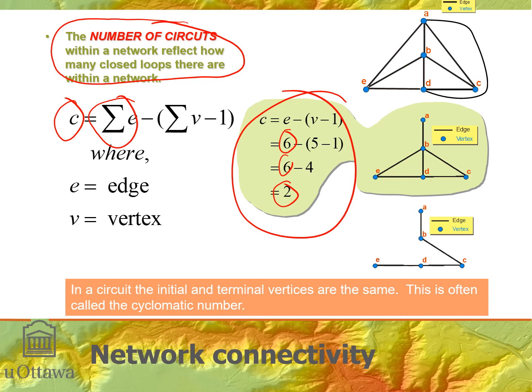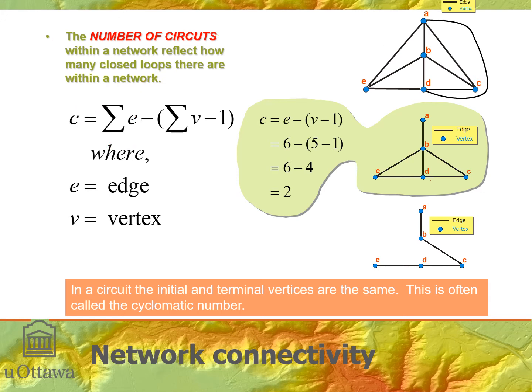Why? Because most networks you can not just look at and see the circuits. These are very simple ones, right? Think of a network with 100 different junctions, or 1,000 junctions, or 10,000 junctions, and many, many edges in there. Well, you can't just look at it and say, well, these are the circuits. But you can compute them this way to tell you for a particular network how many circuits are possible.